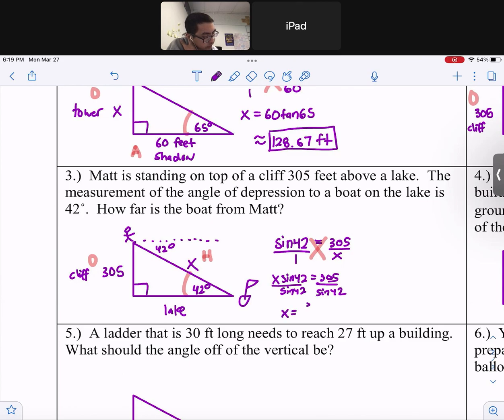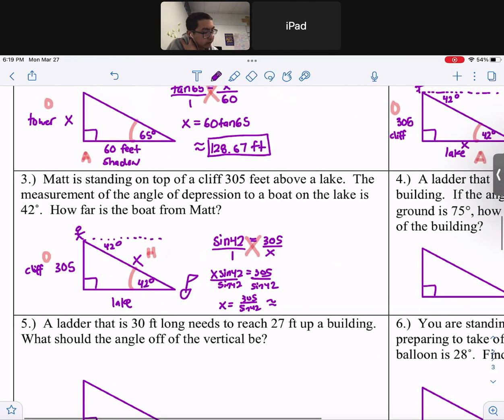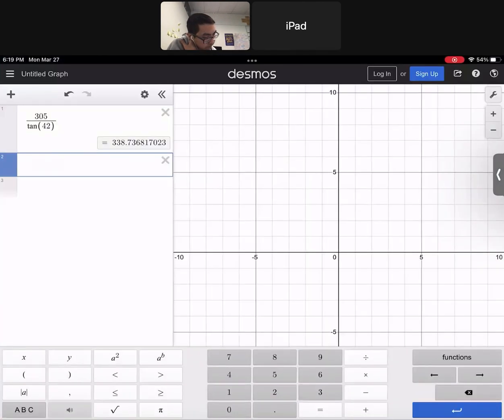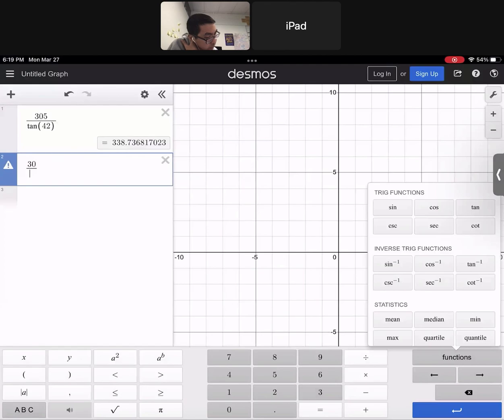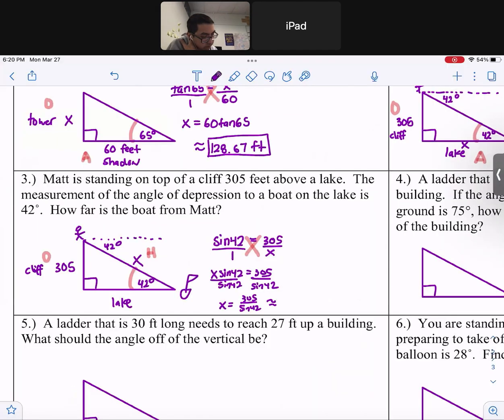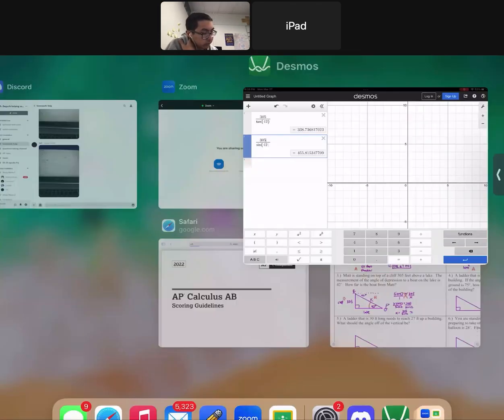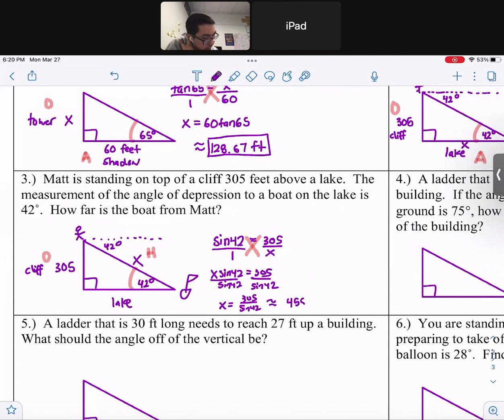So x equals 305 divided by sine 42, which is different from the other one because that was tan 42. So 305 divided by sine 42. I keep on forgetting that. 305 divided by sine 42 is 455.82. 455.82 feet.